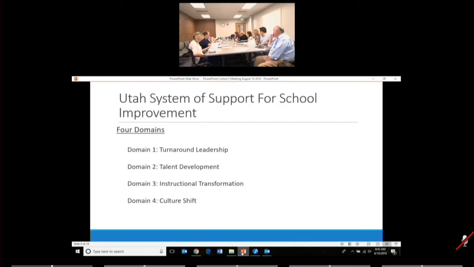I just really like the last bullet on the culture shift. I wish they had put that in here, that it's not engaging students and families for the sake of engagement, it's for educational goals. I like that. Sometimes that little is missing.